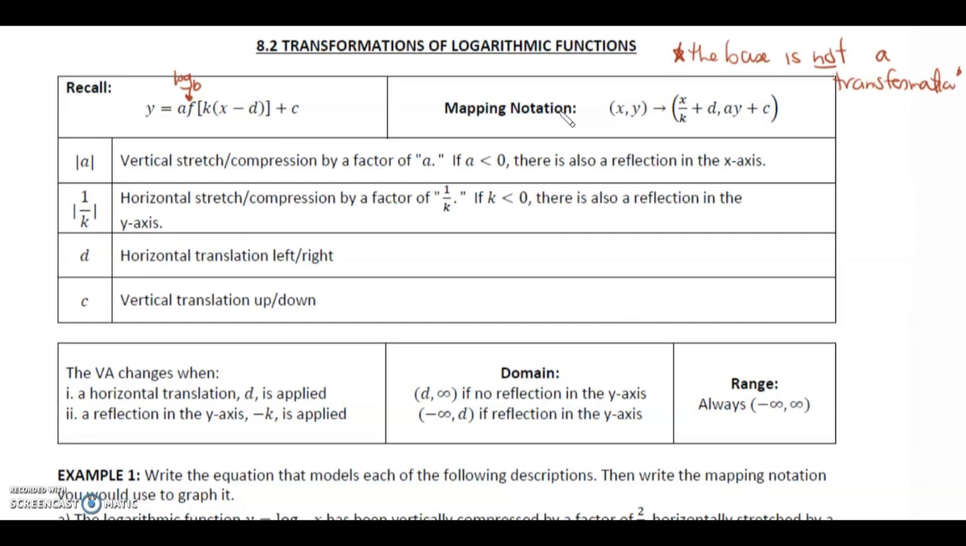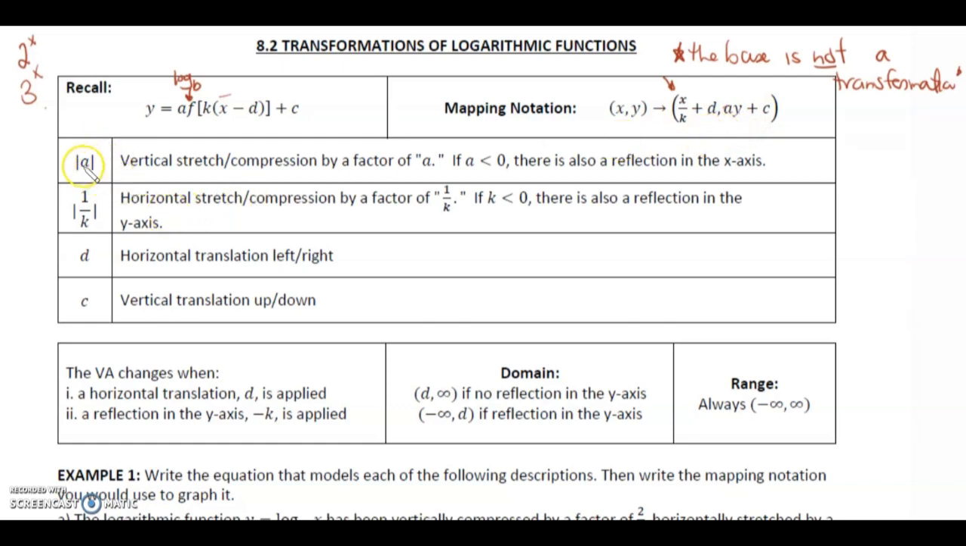function, already takes into account that base, whether it be, for example, 2 to the x or 3 to the x, and so on. Our original function and our original table of values already takes that into account. Okay, k(x minus d) plus c. And again, this is our mapping notation. We take the 1 over k, multiply it by x, add the d value, and then ay plus c.